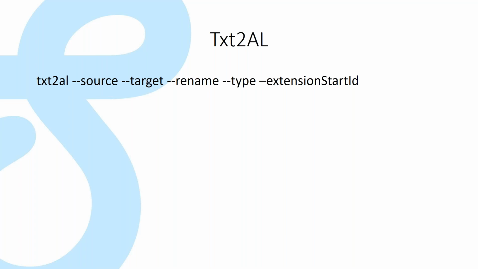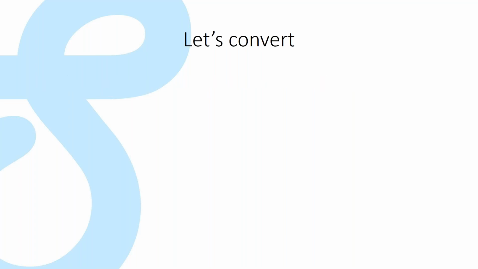Rename basically moves the objects to separate files. If, for example, we exported the objects to new syntax and it created only one file, rename will create many other files. It will just split those objects into different files. And extension start ID provides a starting numeric ID of the extension objects, and it will be incremented by 1 for each extension object.